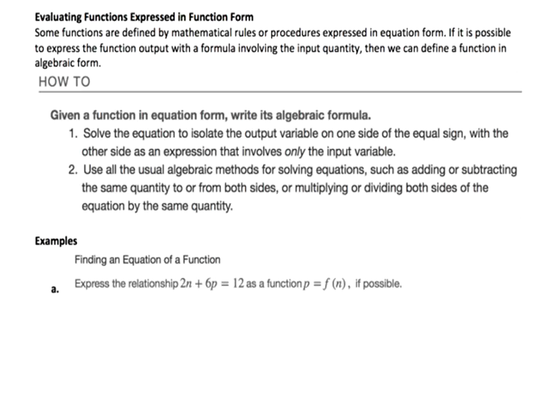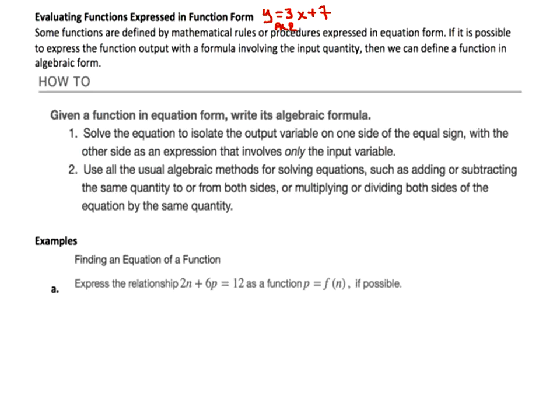So given a function in equation form, write its algebraic form. How do we do that? We solve the equation to isolate the output variable. In other words, y equals 3x plus 7. And then you're just going to replace the output value with f of whatever, f of x, if it's y equals 3x plus 7.